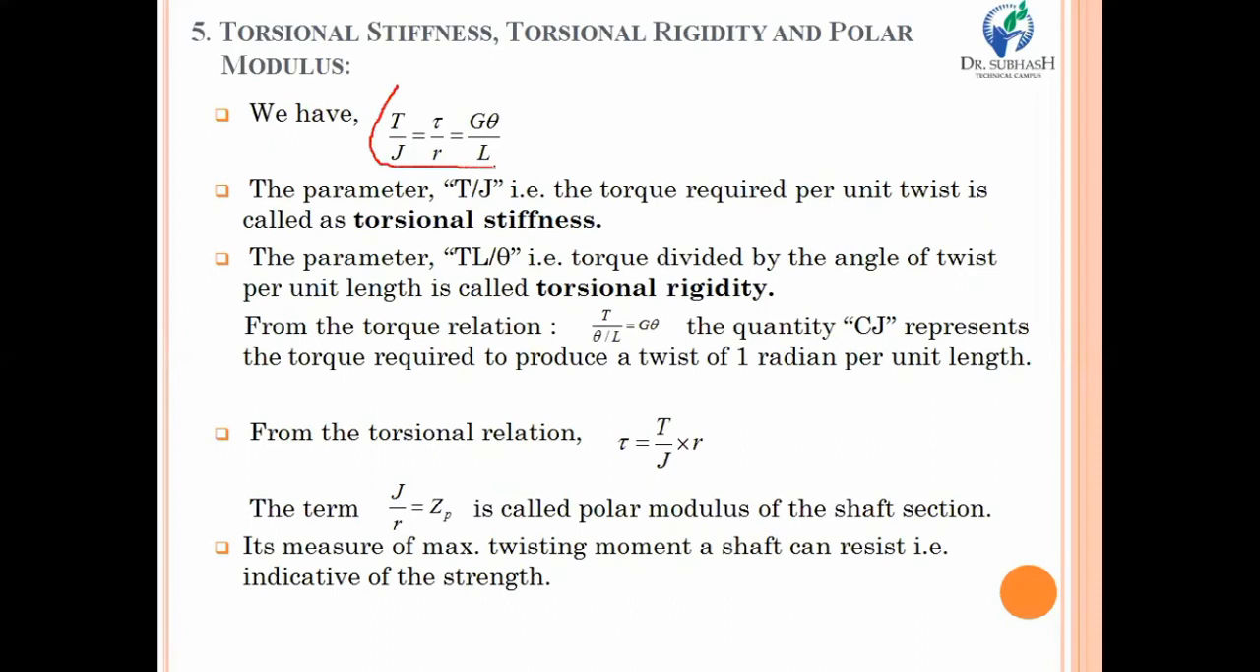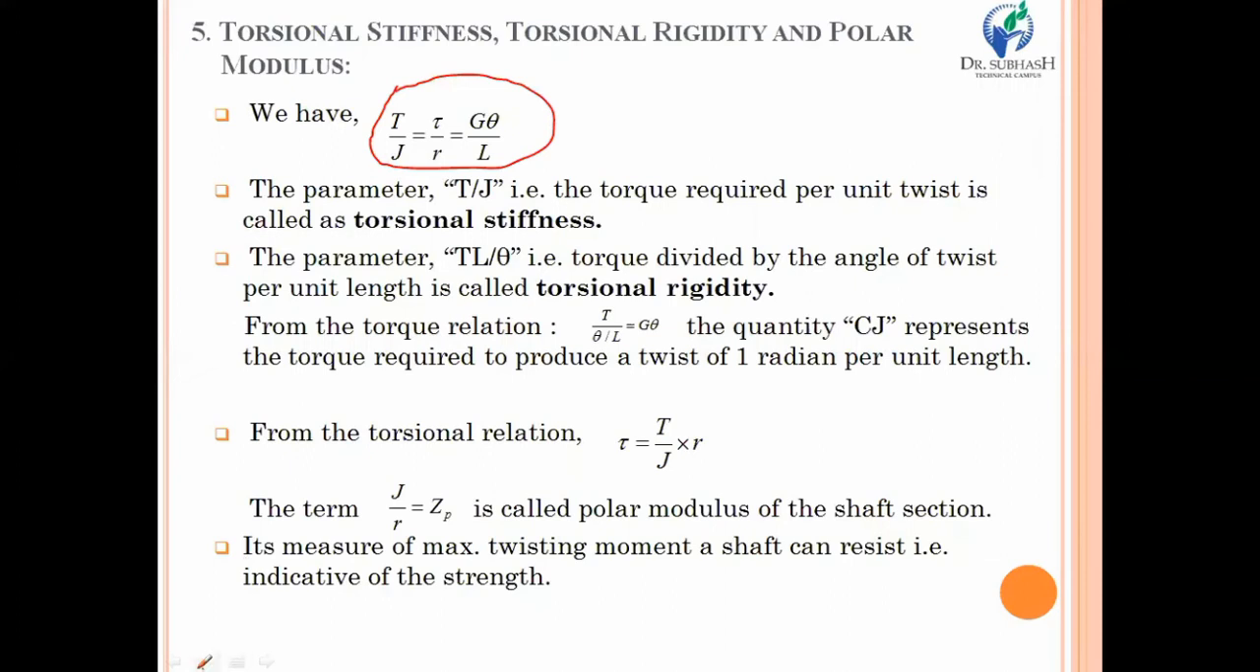We have already derived this relation: T upon J is equal to tau upon R, which is equal to G theta upon L. We know that T stands for the twisting moment or torque, J stands for the polar moment of inertia, tau is the shear stress produced in any layer or cross section, R is the radius of shaft, G is the modulus of rigidity, theta is the angular deflection due to twisting moment, and L is the length of shaft. So this is the torque equation.